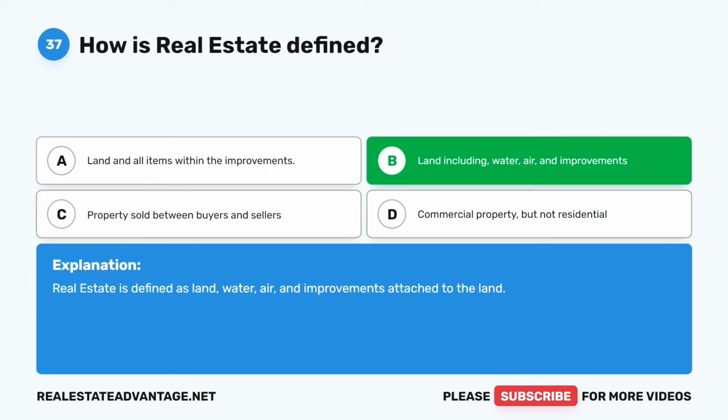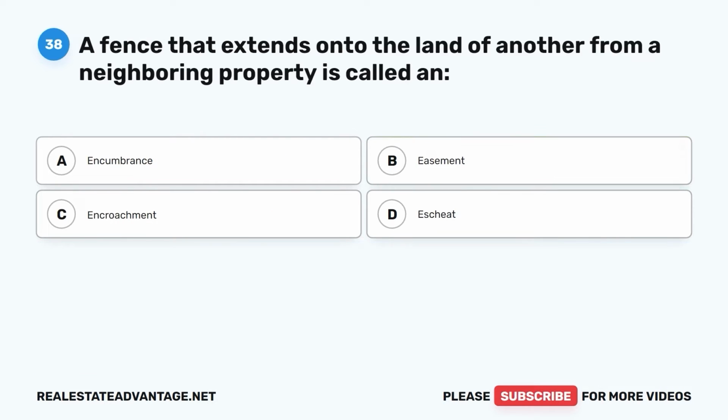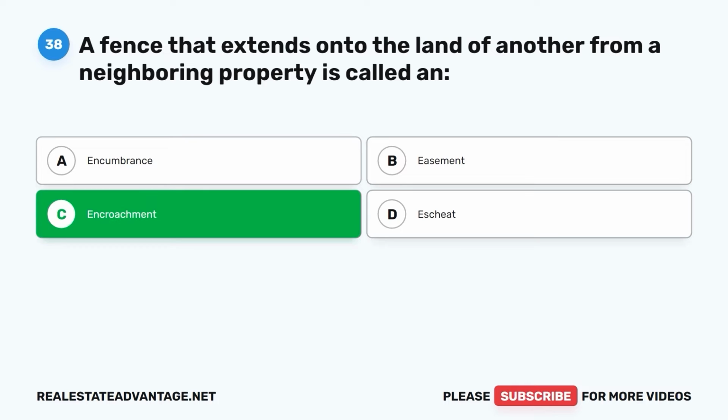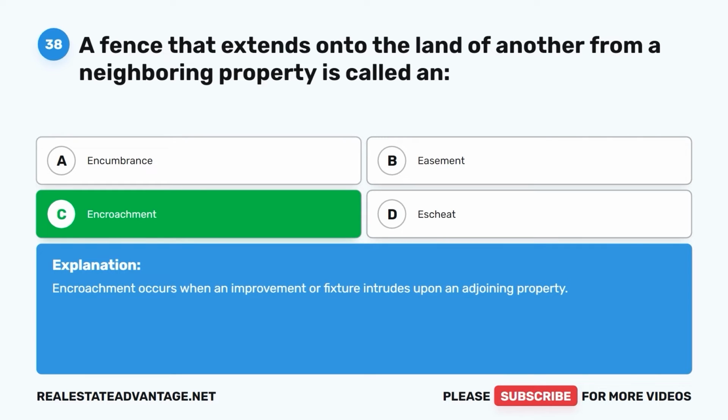Real estate is defined as land, water, air, and improvements attached to the land. Question 38. A fence that extends onto the land of another from a neighboring property is called an A. Encumbrance, B. Easement, C. Encroachment, D. Escheat. The correct answer is C. Encroachment. Encroachment occurs when an improvement or fixture intrudes upon an adjoining property.